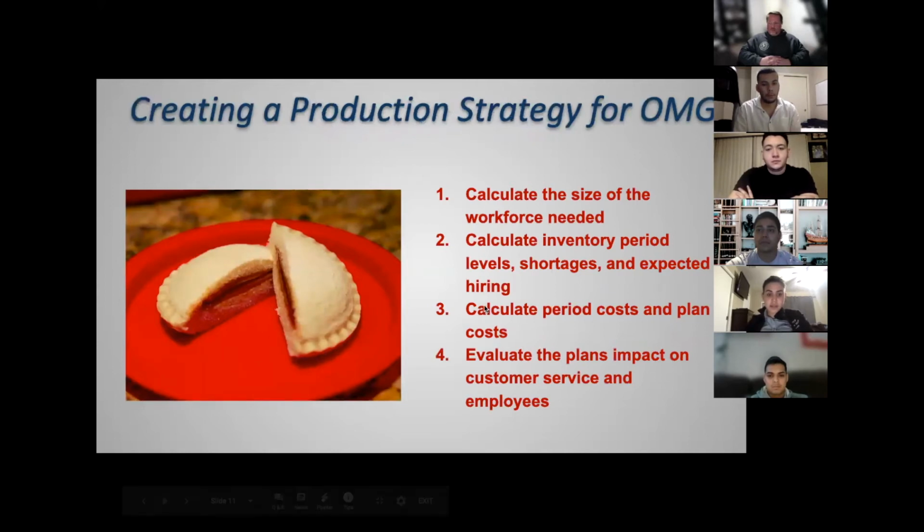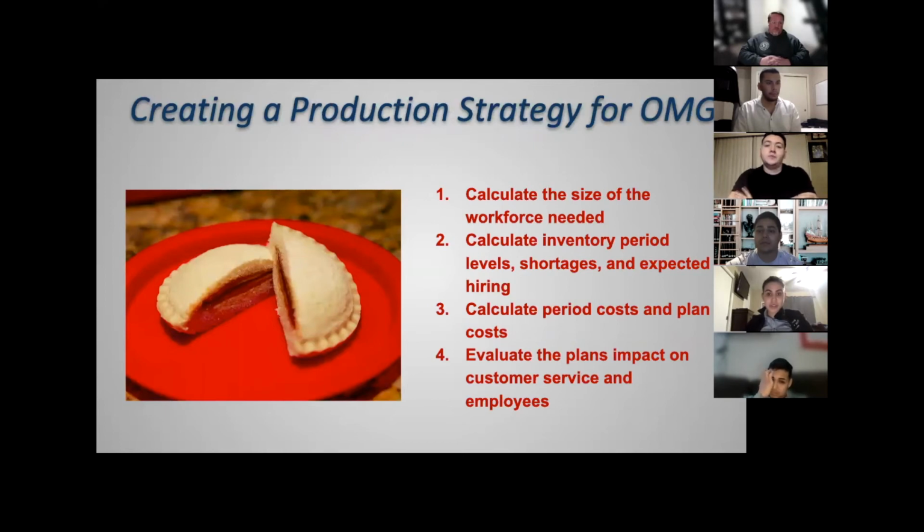For us to create a production strategy for OMG, we must first calculate the size of the workforce required, calculate inventory period levels, shortages, and expected hiring, calculate period costs and planned costs, and we also must evaluate the plans on impact for customer service and employees. We have decided that chase strategy would be the best solution to our production.